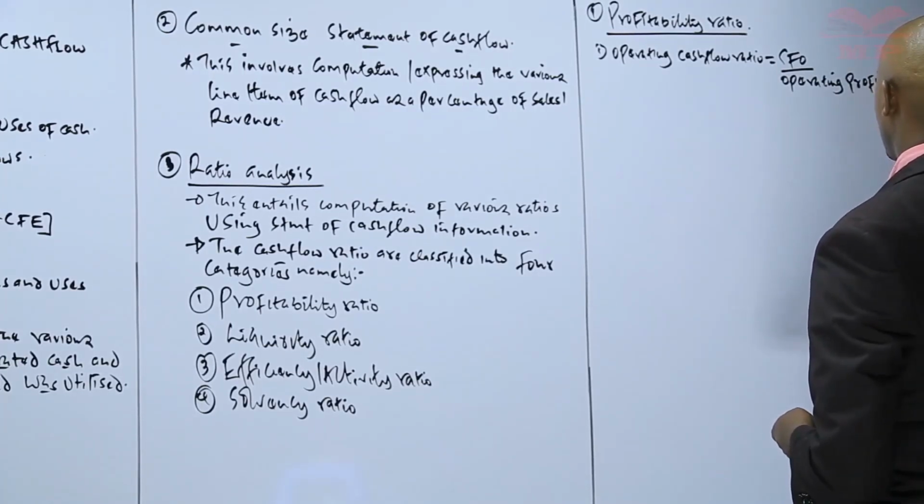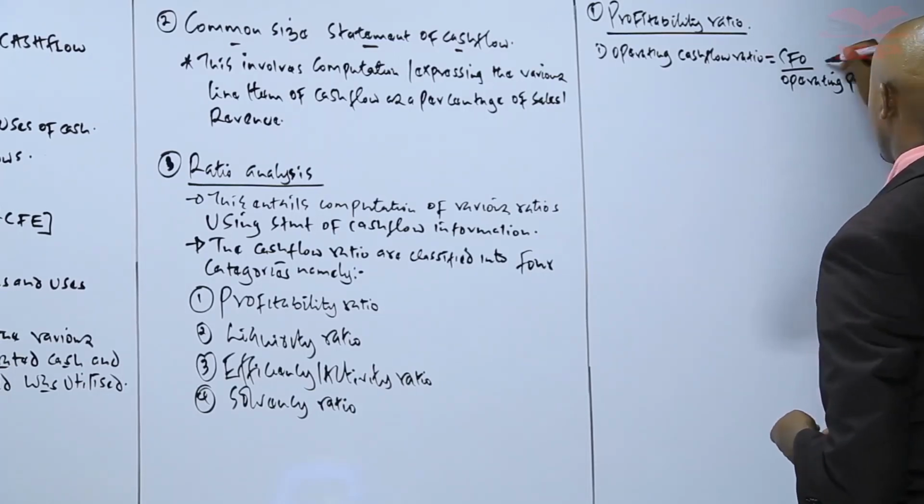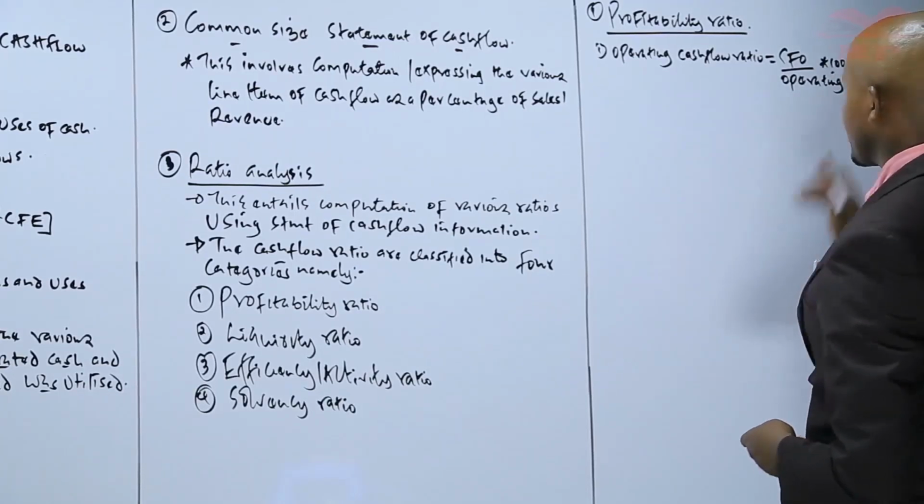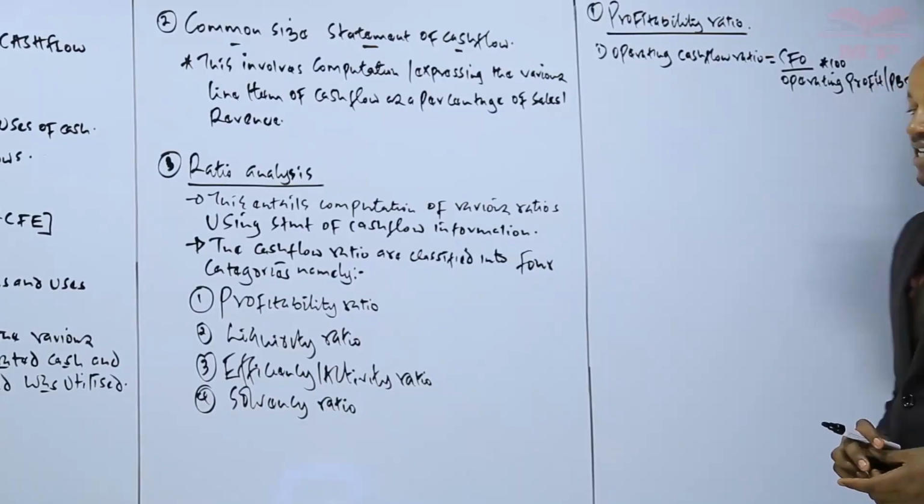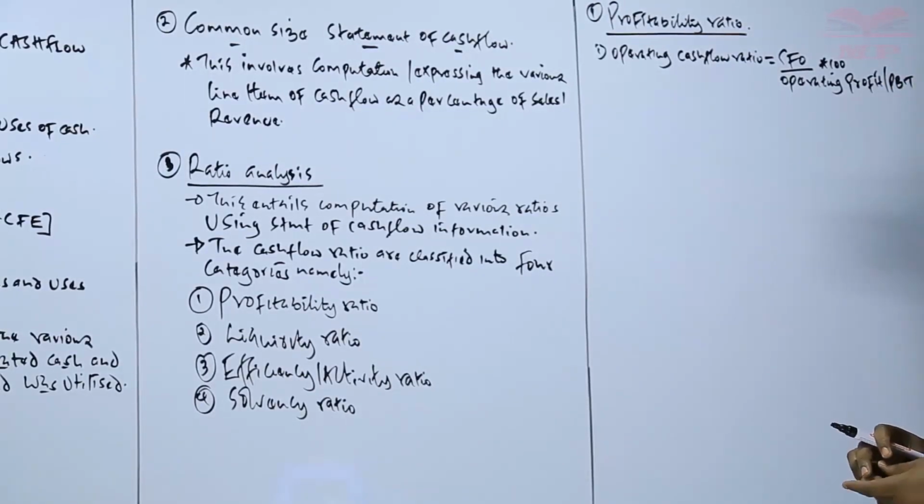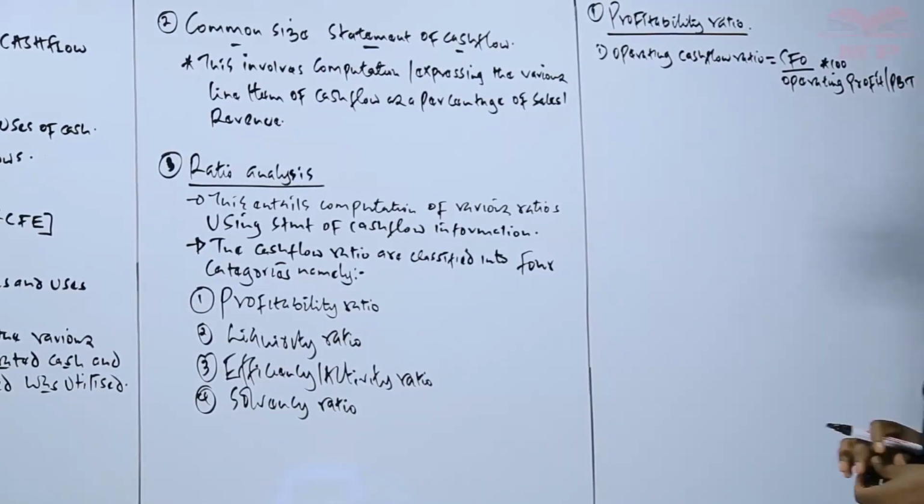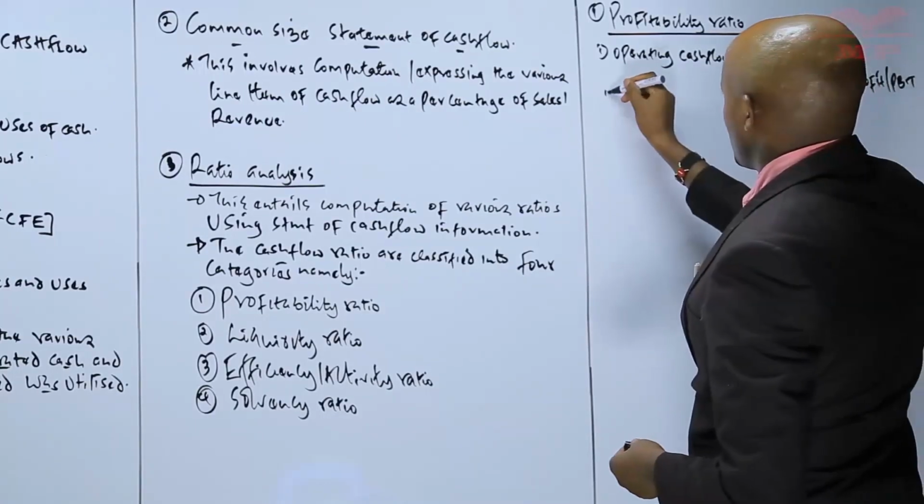When we talk about operating profit, this is in other terms referred to as profit before interest and tax. And then that particular ratio always has to be expressed as a percentage, which means that we multiply that ratio by 100.